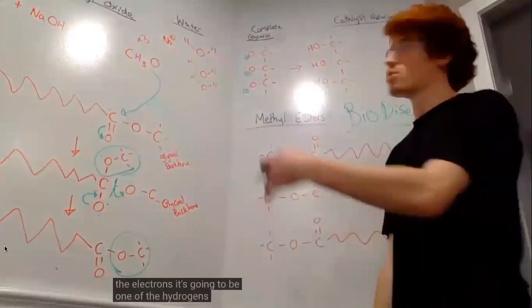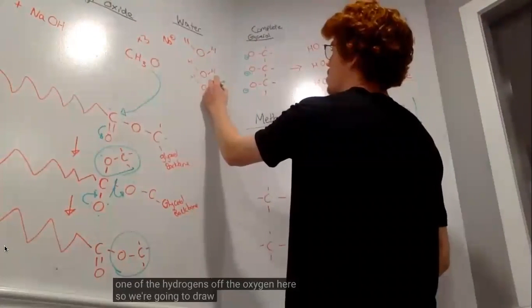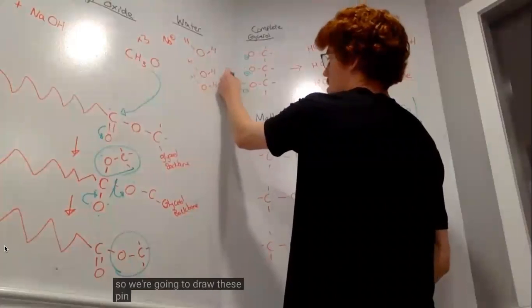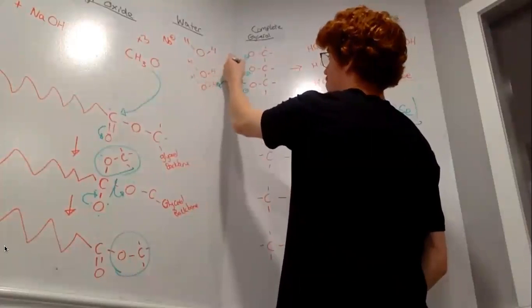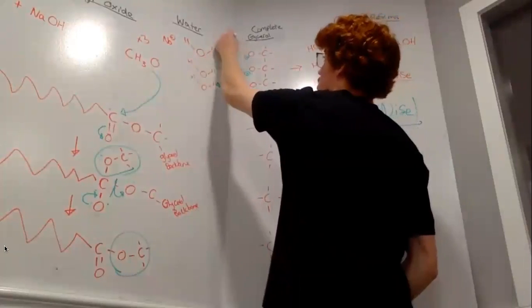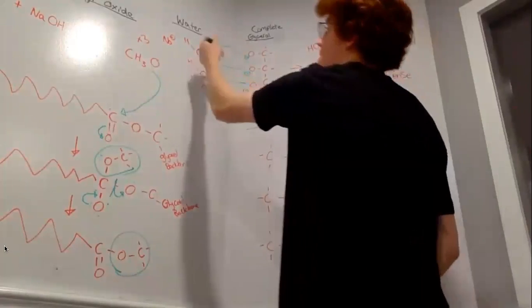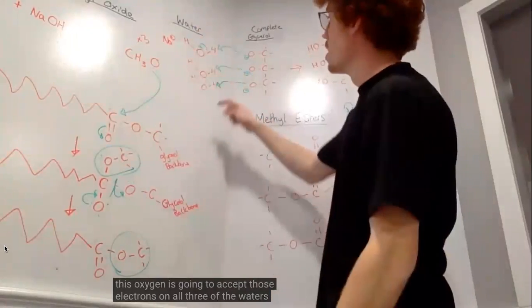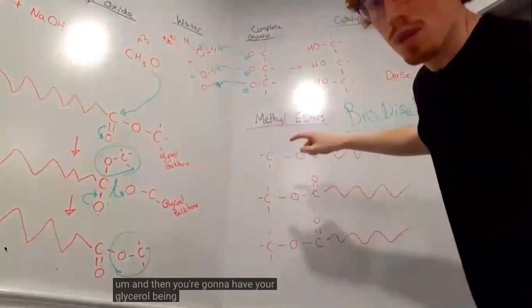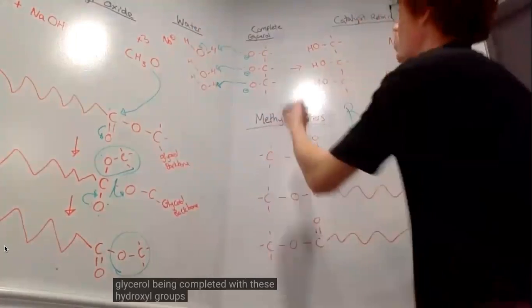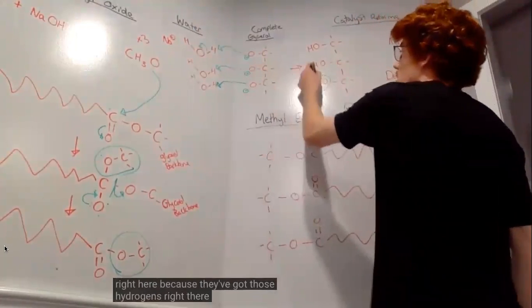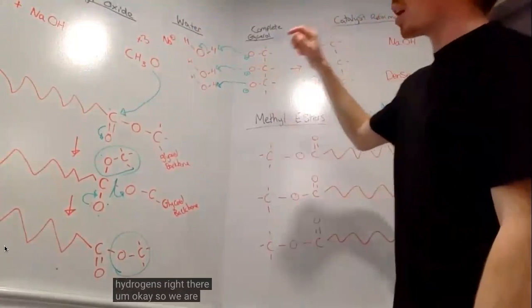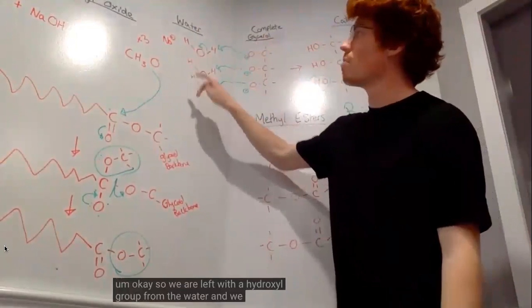It's going to be one of the hydrogens off oxygen here. So we're going to draw these in here. We're going to start the electrons, draw them off that hydrogen there. So we're going to do that 3 times. So this oxygen bond will be broken. This oxygen is going to accept those electrons on all 3 of the waters. And then you're going to have your glycerol being completed with these hydroxyl groups right here because they got this hydrogen there. Okay, so we are left with a hydroxyl group from the water, and we still have sodium hanging out all by itself.